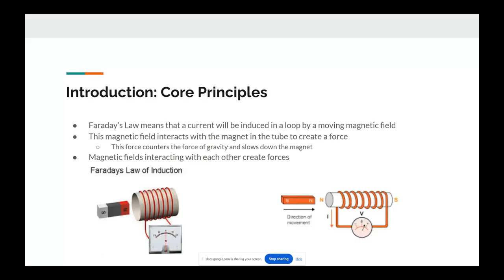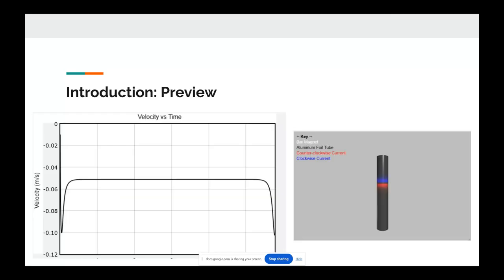The core principle is that Faraday's law means that current will be induced in a loop by a moving magnetic field. This magnetic field interacts with the magnetic field in the tube to create a force on the bar magnet. This force counters the force of gravity and slows down the magnet. The magnetic fields interacting with each other create a force. Basically, the movement of one magnetic field creates another magnetic field, which exerts a force on the original magnet.